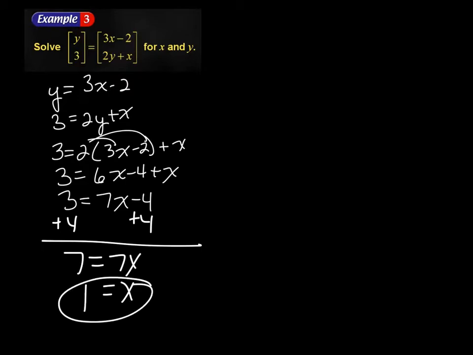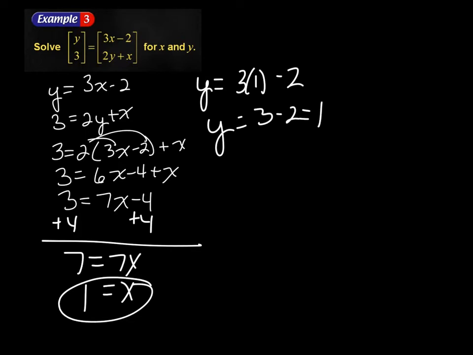Add 4 and 7 equals 7x, so x equals 1. If x is 1, I can substitute back in, so y equals 3 times 1 minus 2, which is going to be 1 also. So my solution is 1, 1.